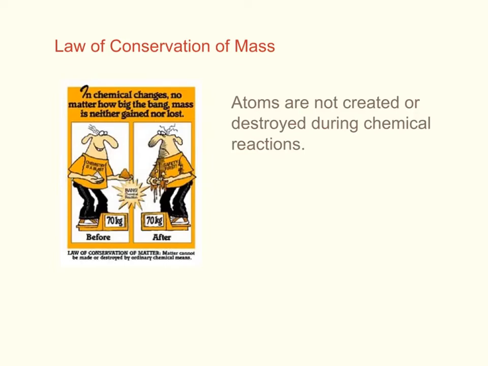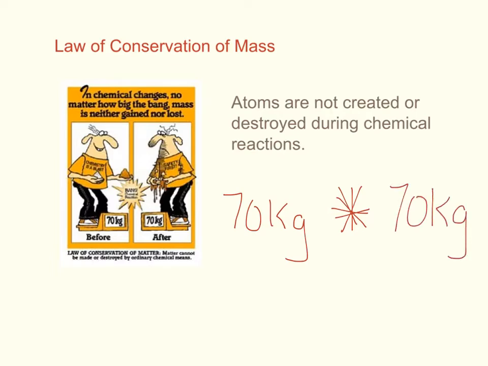And so basically in chemical reactions, no matter how big the bang, mass is neither gained or lost in that reaction. So for example, if I start a chemical reaction with, say, 70 kilograms of a chemical before the reaction, and then there is a big reaction that takes place when I mix those chemicals together, there should be 70 kilograms of chemical left over when that is done. Now, that could be in a gas, it could be in a liquid, it could be in a precipitate. So it could be in many different forms, but matter cannot be made or destroyed in an ordinary chemical reaction. Okay? So think of it like a balance, and what's on one side must be on the other side.